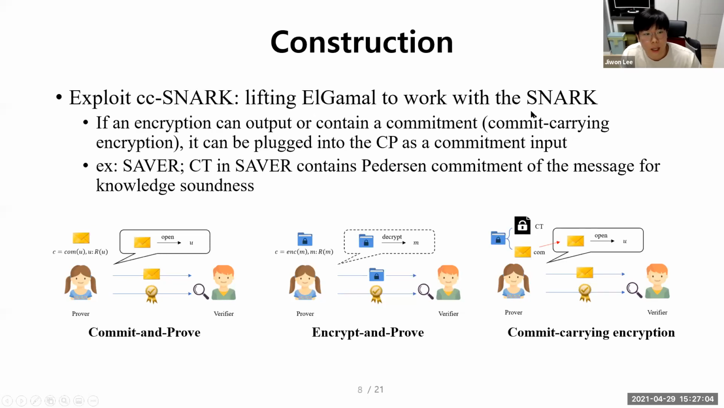Let's see the diagram here. In the commit-carrying encryption, you have a ciphertext that contains the ciphertext and the commitments. Then we can use this commitment of the message as the commitment that works for the commit improve. Then we can automatically gain the framework for the Encrypted Improve. The representative example is the SABRE we presented last year, because in SABRE, the ciphertext already contains the Pedersen commitment of the message for the knowledge soundness. So we can just make it work as the commit improve framework. So certainly the commit-carrying encryption could be one way to achieve the Encrypted Improve framework, but not in general, of course.